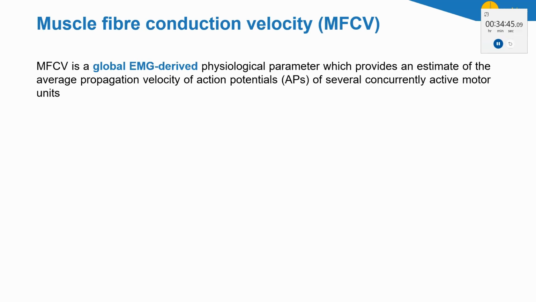Firstly, although they measure the same thing, which is the speed of propagation of action potentials, muscle fiber and motor unit conduction velocity are two related, although different concepts. In particular, muscle fiber conduction velocity is a global EMG-derived parameter that provides us an estimate of the average or the weighted propagation velocity of several concurrently active motor units.